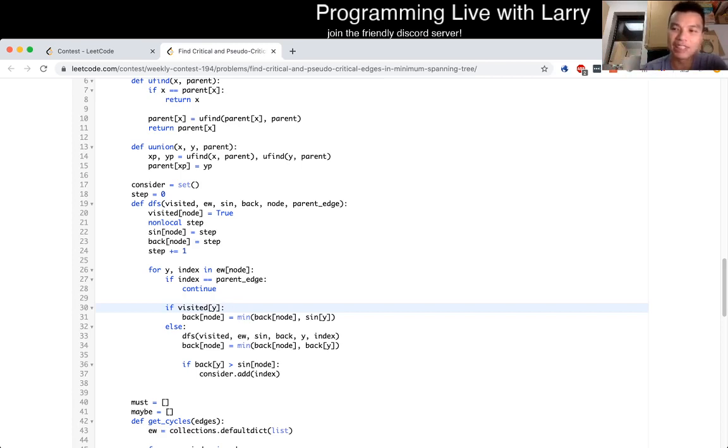And if it's a critical edge, that means there's no way to be a cycle from this edge, so you put it into the must list. I know that's a little bit hand-wavy, it's a little bit tricky. Leave a comment in the YouTube video, let me know your confusion, and also join the Discord channel and I'll be happy to explain it a little bit further depending on your confusion.